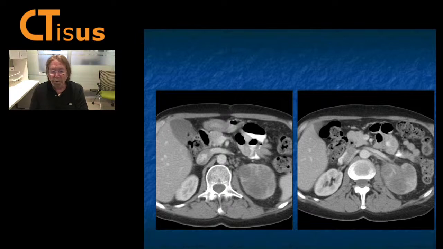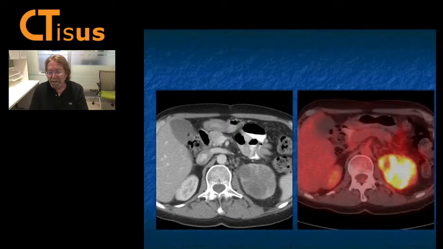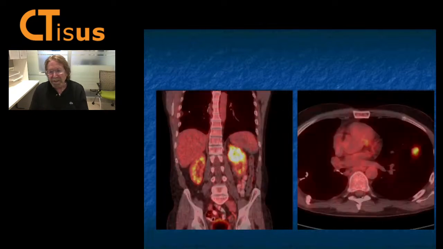What about tumor? And when you look at the kidney with PET, the kidney upper pole is hot. Could be infection, could be tumor. When you look at it in the coronal, you see it's the upper pole, but then you see something in the lung. So now I've got something in the lung, something in the kidney. What am I dealing with?